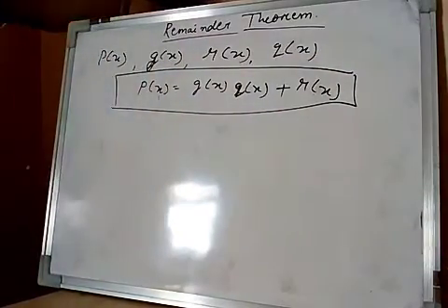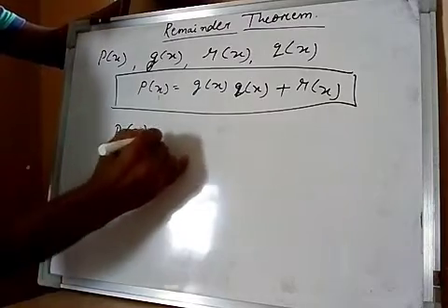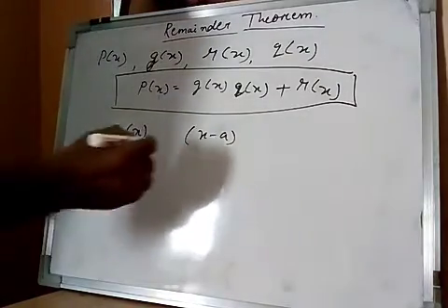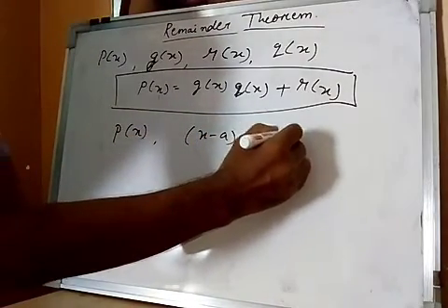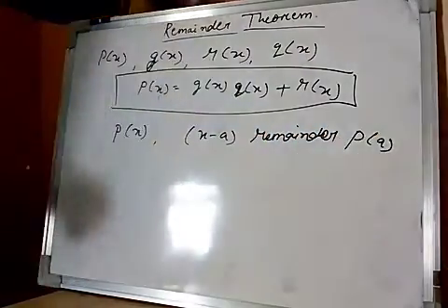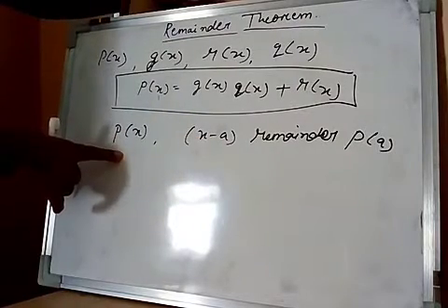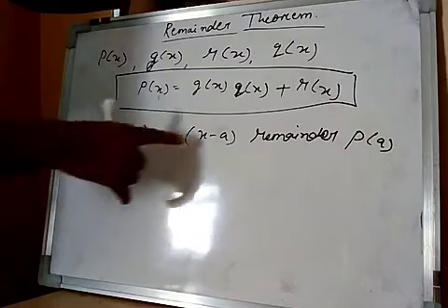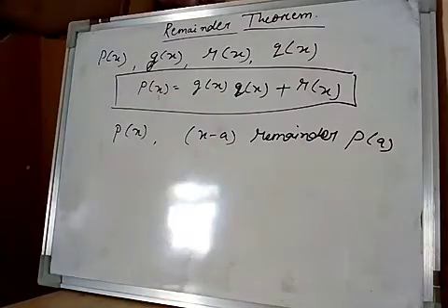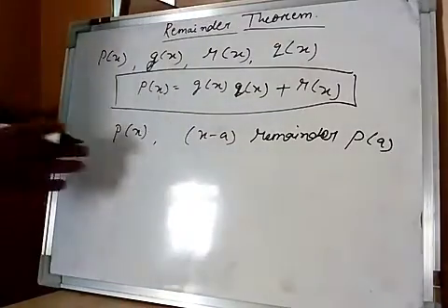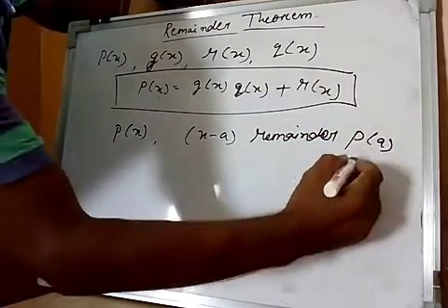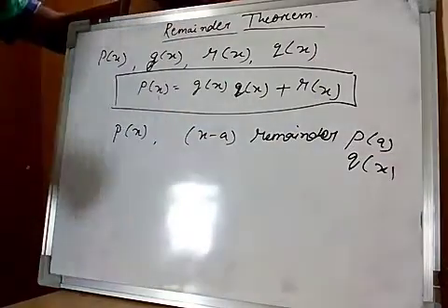And the remainder theorem says that if p(x) is divided by x minus a, then the remainder becomes p(a). Here x minus a is the factor of p(x), so the remainder will be whatever value we get by putting positive a in place of x, that is p(a). We will prove this one. So I will take polynomial p(x) divided by x minus a, then the remainder will be p(a), and the quotient will be q(x), right?